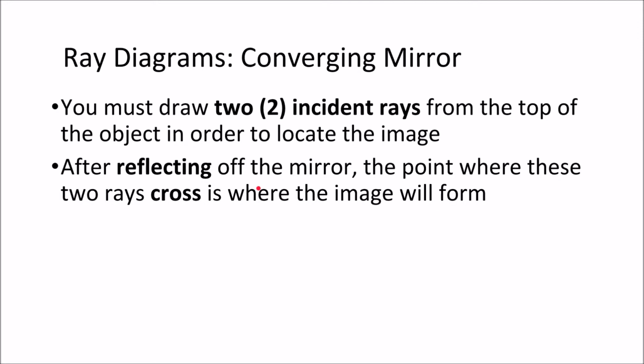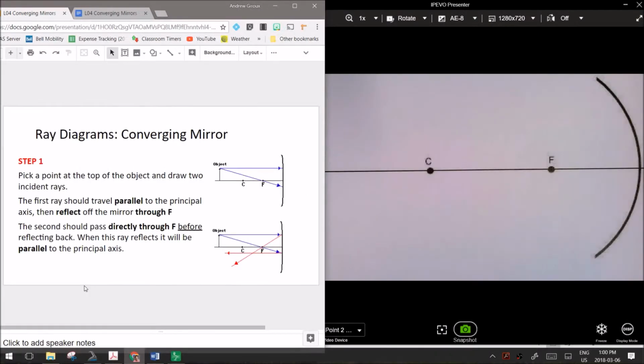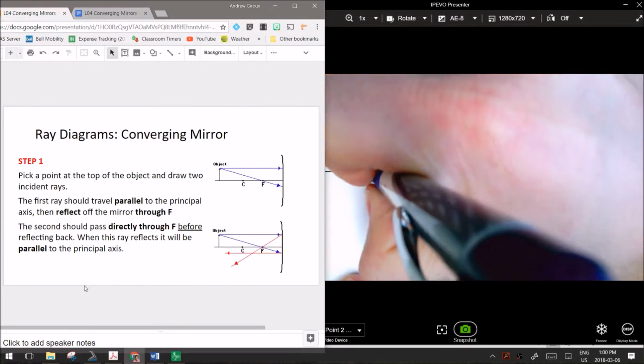So what we want to figure out is, if two incident rays come off the top of our object and reflect off the mirror, where are they going to cross? And once we know where they cross, we know where the image will be formed. Now this rule changes depending on the type of object we're looking at, but in general it's sufficient to draw two rays to locate our image. There are cases where we'll have to draw more than two rays, and I'll touch on that a little bit later.